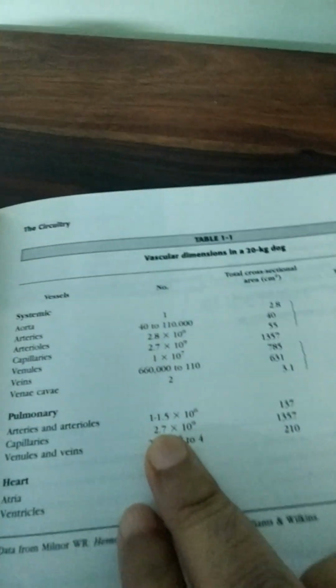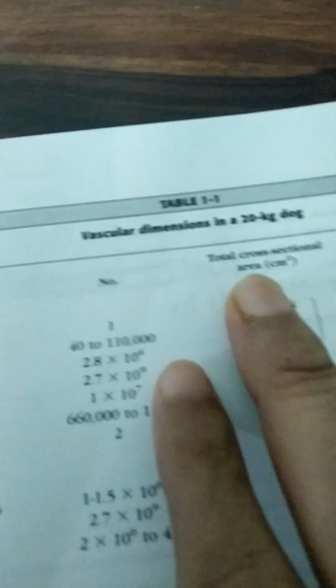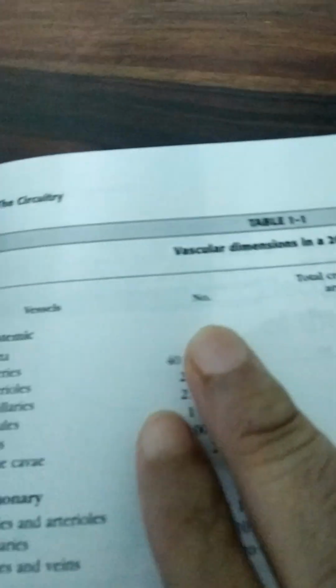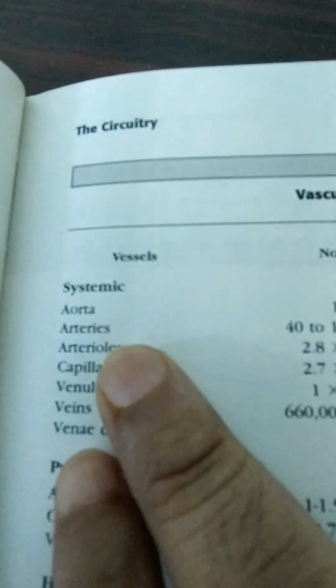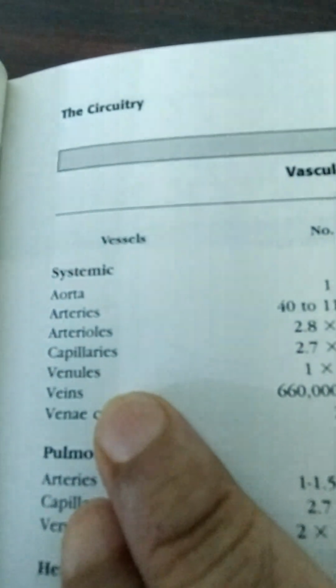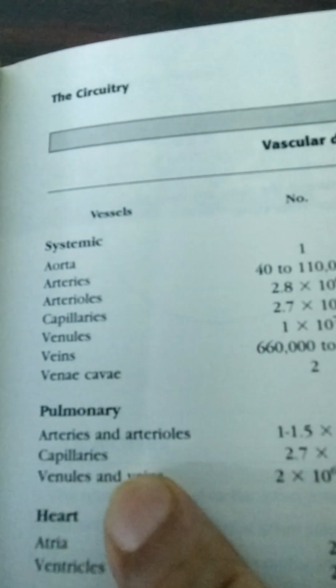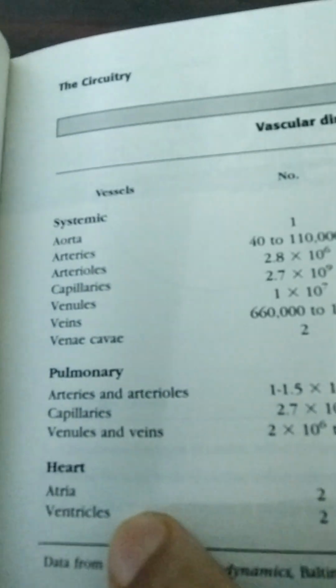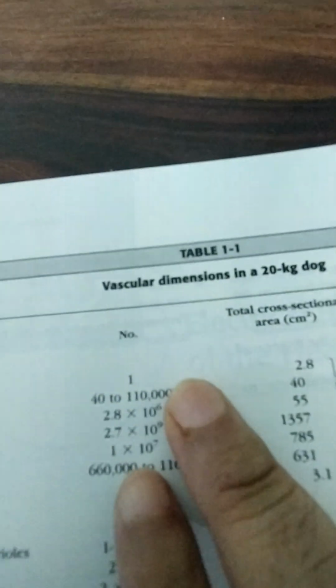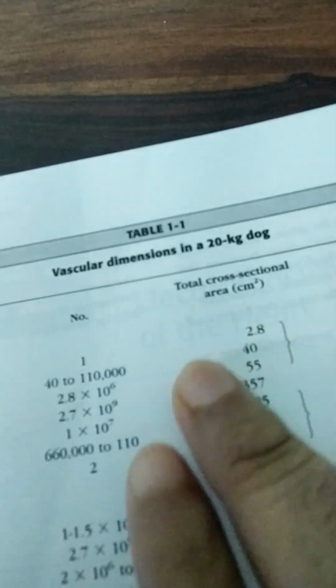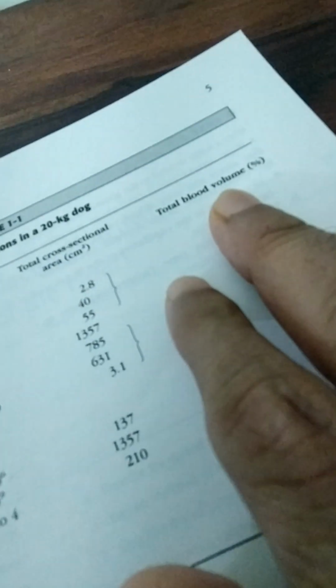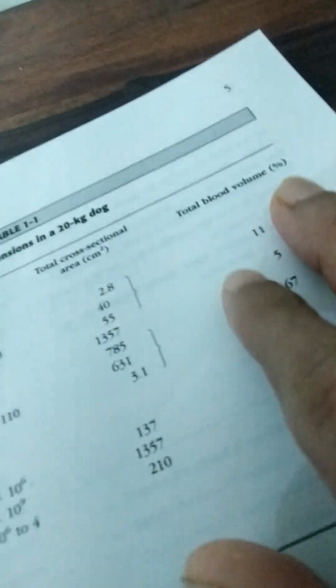You can see here also this table of total cross sectional area, and these are the aorta, arteries, arterioles, capillaries, venules, etc., pulmonary arteries, etc., and heart, atria, and ventricles. So here the tabulated things are the cross sectional areas and the total blood volume.